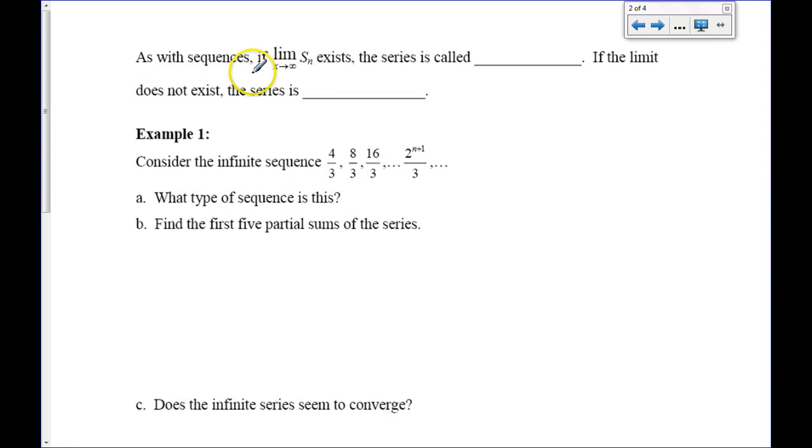As with sequences, if the limit as n approaches infinity of S sub n exists, the series is called a convergent series. And if the limit does not exist, it's called divergent.